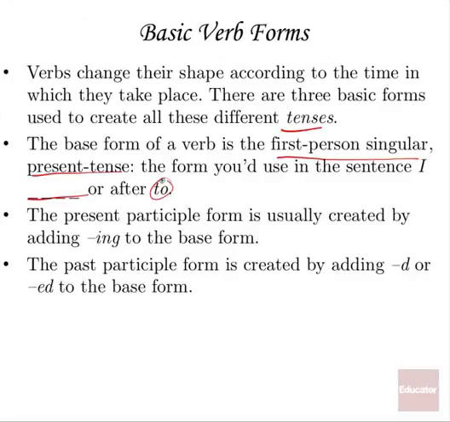All right, so there's the base form. The present participle form is usually created by adding ing to the base form. And the past participle form is created by adding the suffix d or ed to the base form.